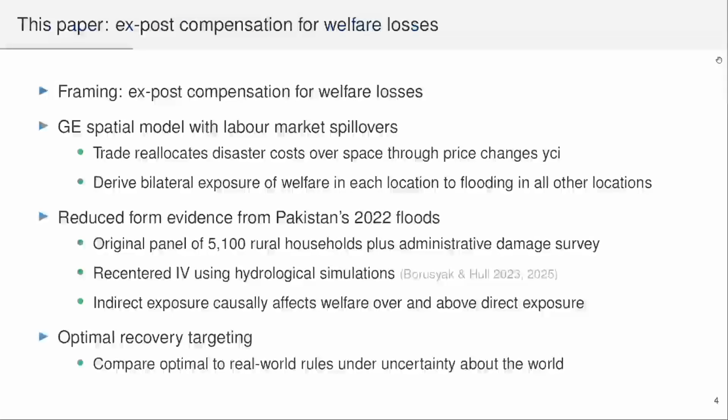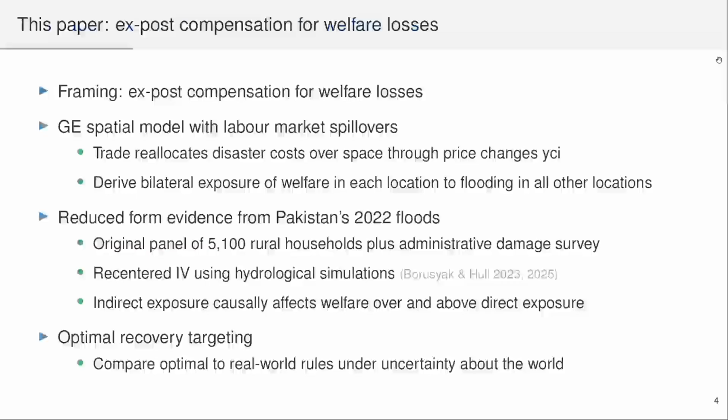The final thing, which I'm not going to get to today, is we are going to then calibrate the model to Pakistan and use it to think about optimal allocation rules after disasters. We're going to compare what would be the optimal rule that would come out of the model with various different types of geographic targeting. But that's not just going to tell you that the optimal rule is better than all of those things. What we're also going to do is imagine the planner was uncertain about various things. It was uncertain about exactly who was flooded. It's uncertain about the exact structure of the economy. How well insured are these different policy rules against those uncertainties?